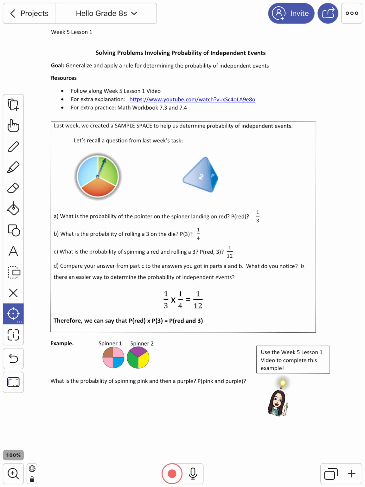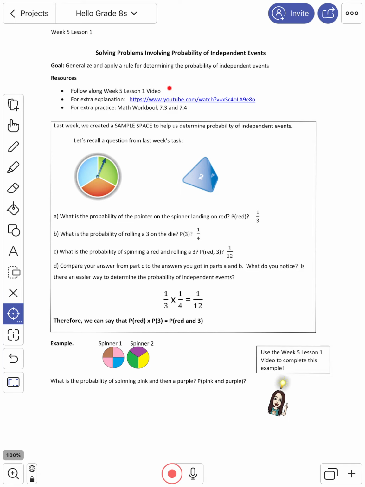Alright, welcome to the start of week 5, lesson 1. This week we're gonna actually solve problems involving probability of independent events. You did this last week, but last week you created a sample space to help us determine the probability of independent events. This week we're going to generalize and apply a rule for determining the probability so that we don't have to draw a sample space all the time.